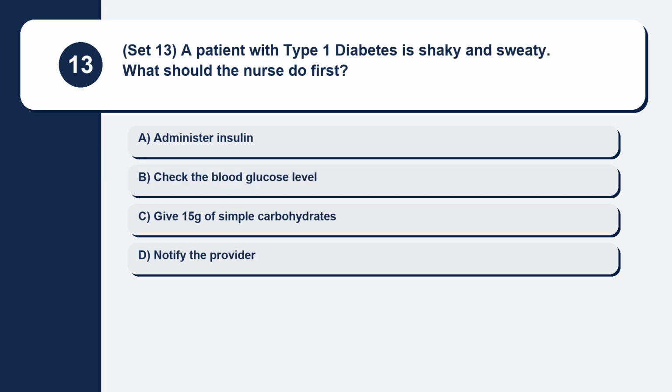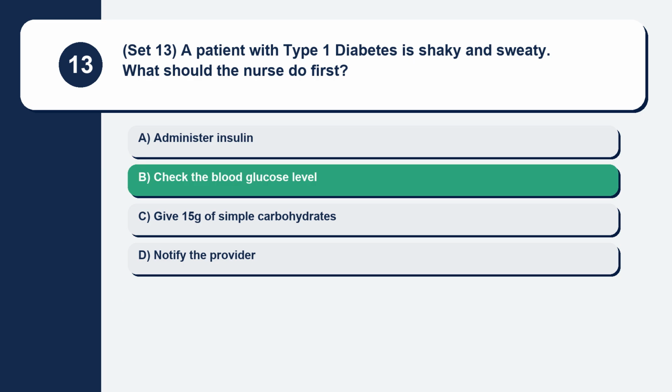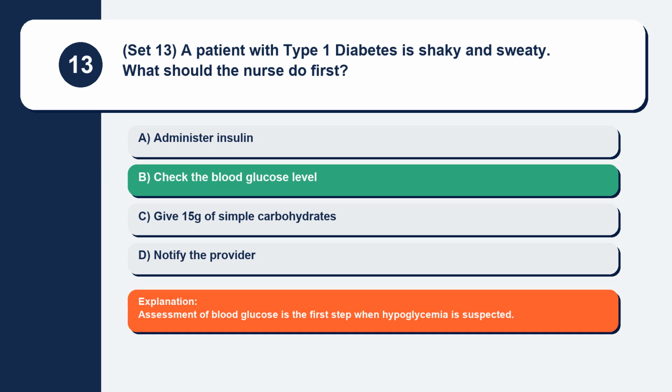Question 13. Set 13. A patient with type 1 diabetes is shaky and sweaty. What should the nurse do first? Administer insulin, check the blood glucose level, give 15 g of simple carbohydrates, notify the provider. Assessment of blood glucose is the first step when hypoglycemia is suspected.